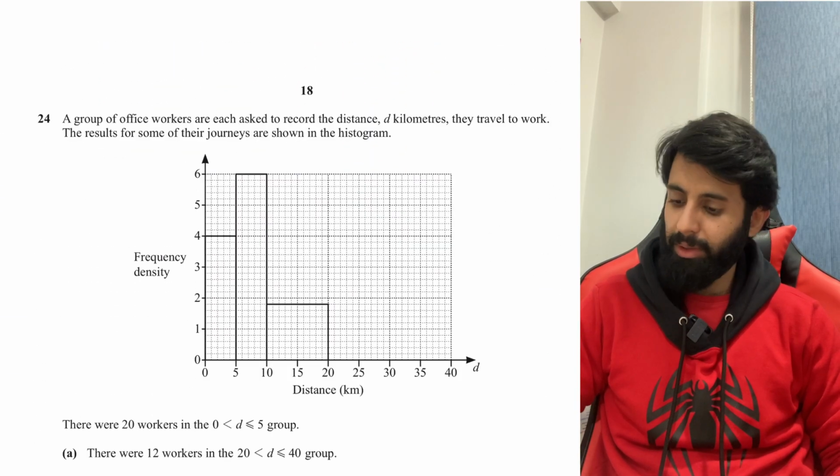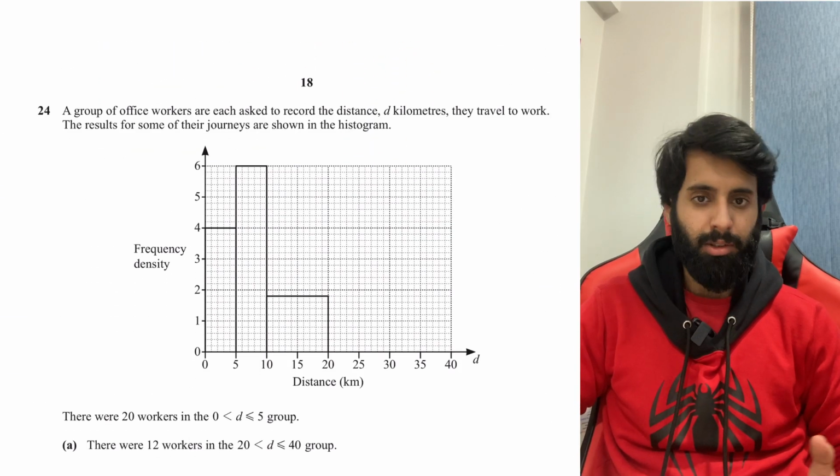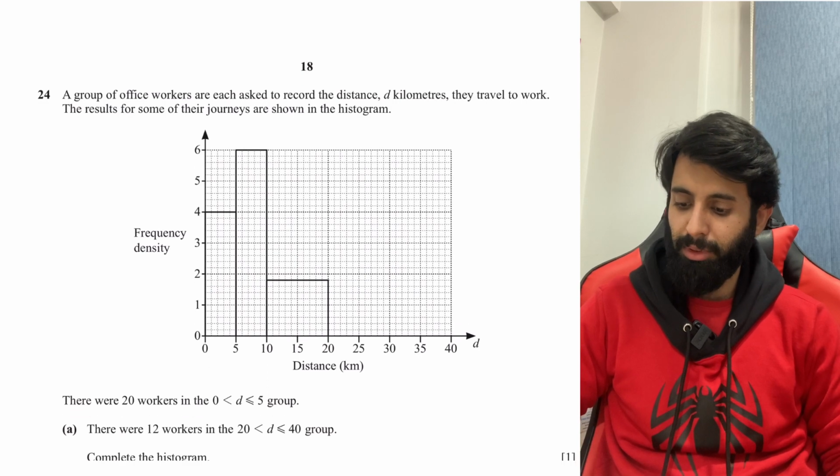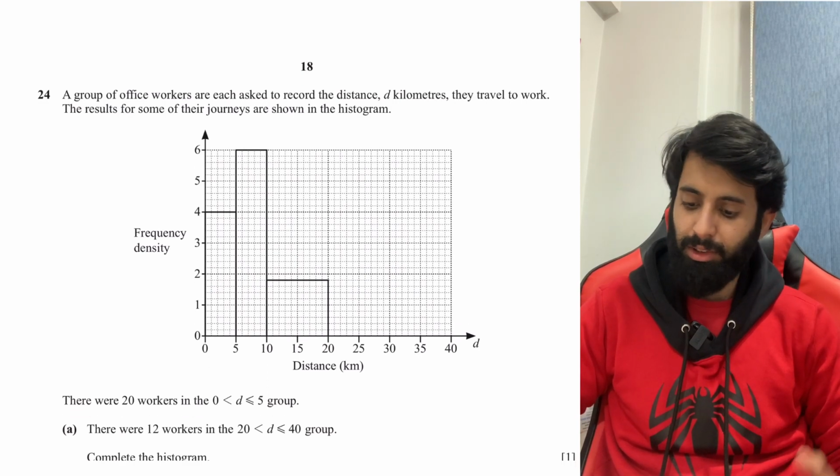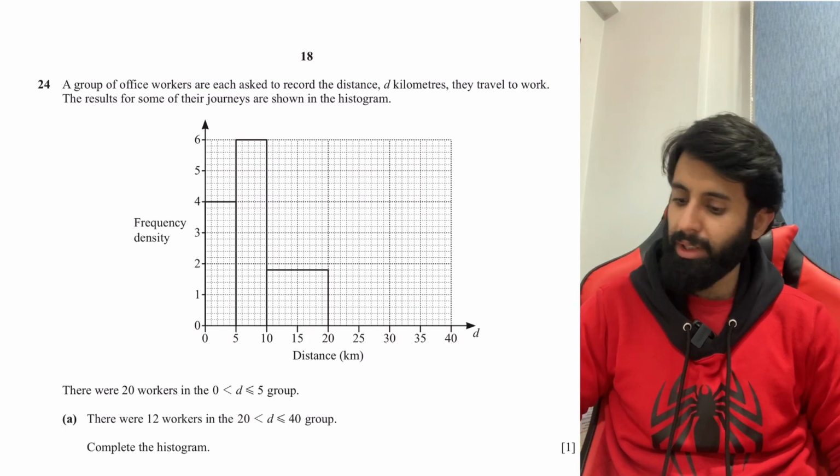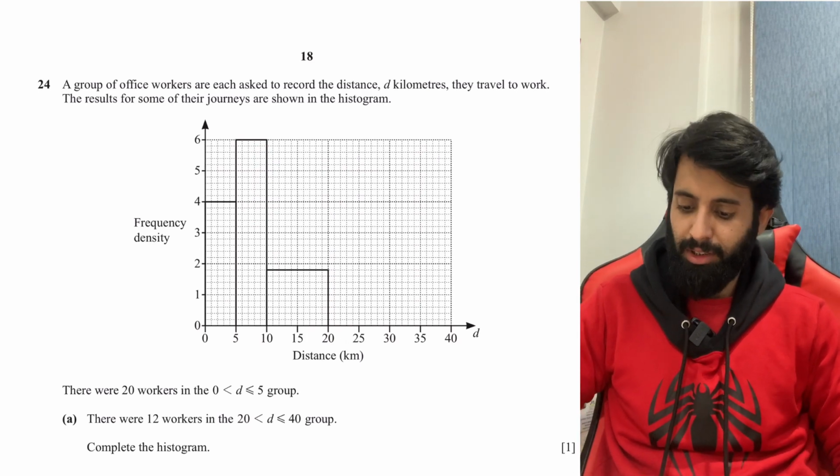Okay, so now we're doing question number 24, which belongs to the topic of statistics. It says a group of office workers are each asked to record the distance d kilometers they travel to work. The results for some of their journeys are shown in the histogram.